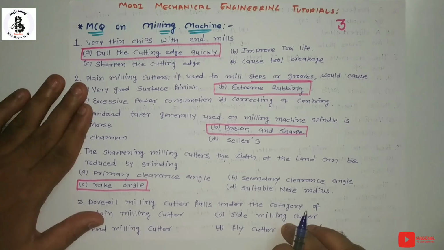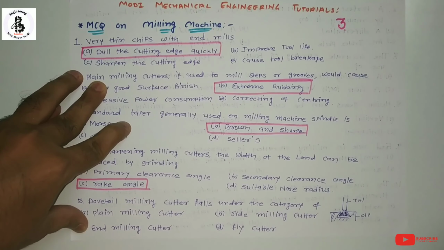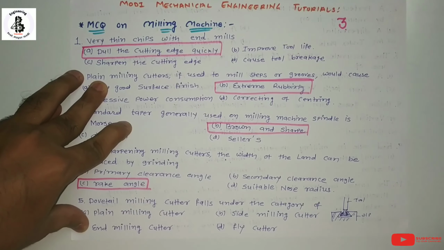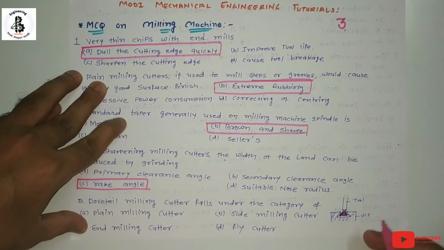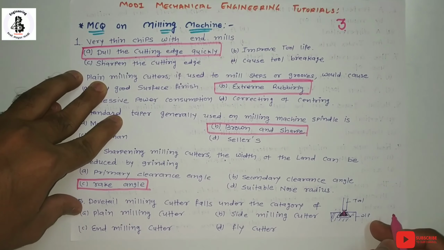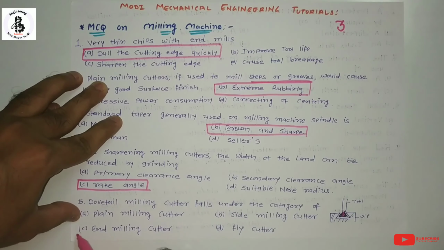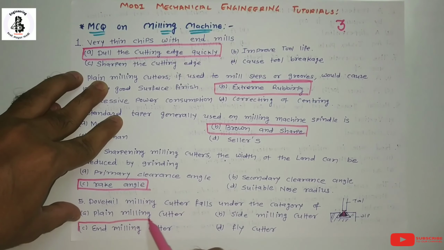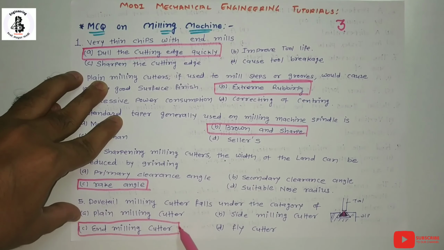So you can see the dovetail kind of shape if you want to make it onto the workpiece material. So that will be the tool being used, and an end milling kind of cutter is being used over here. So you can see this is one kind of end milling cutter. So the right answer is that the dovetail milling cutter falls under the category of end milling cutter. At the end of the cutter, there will be the cutting edges.